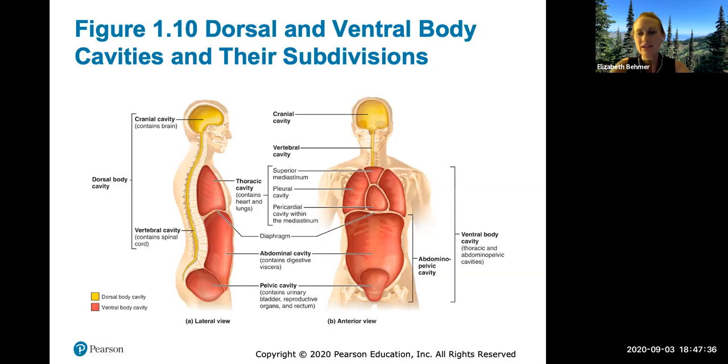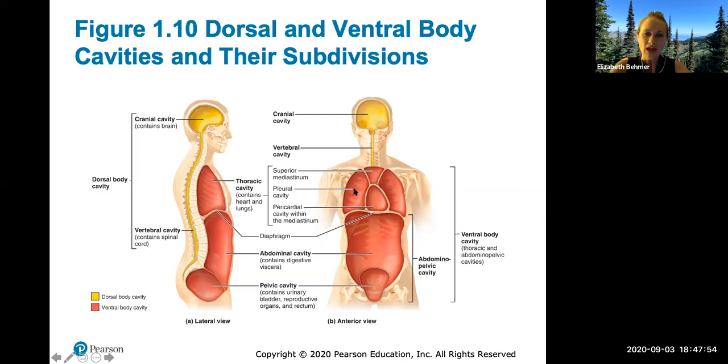And then here you can see your ventral body cavity. We divide it into the thoracic cavity, which contains your heart and lungs. And the abdominopelvic cavity is divided into the abdominal cavity and the pelvic cavity. So those are the dorsal and the ventral body cavities.